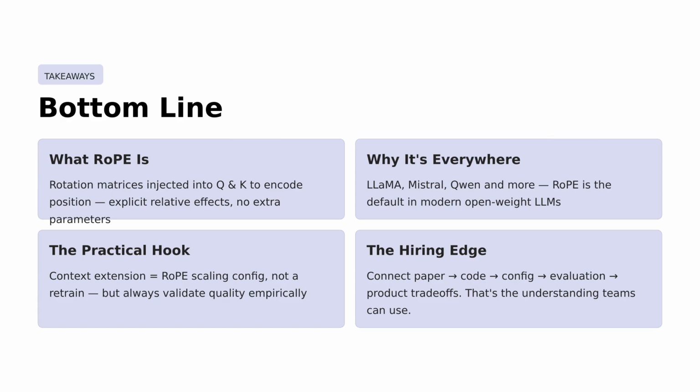Here's the bottom line on RoPE. It encodes position by rotating the query and key vectors, which gives you relative position effects without adding new parameters. That's why it shows up everywhere in modern open-weight models like LLaMA, Mistral, and Qwen. In practice, extending context is often a RoPE scaling configuration change, not a full retrain, but you still need to validate quality, and that paper-to-product understanding is exactly what teams value.